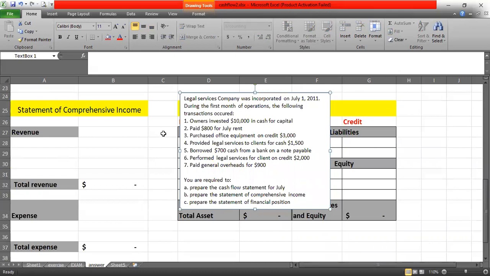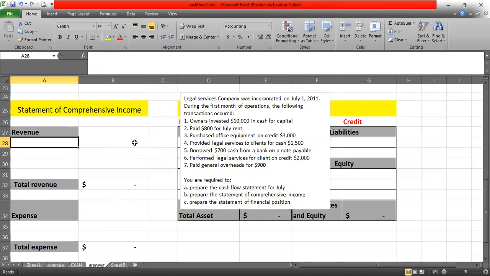So therefore, there are only two components used in the statement of comprehensive income. That will be the revenue, and the next would be the total expenses. Just subtract the total expense from the total revenue. Okay, so now we're going to input the transactions into the statement of comprehensive income. Number one, owners invested $10,000 in cash for capital.